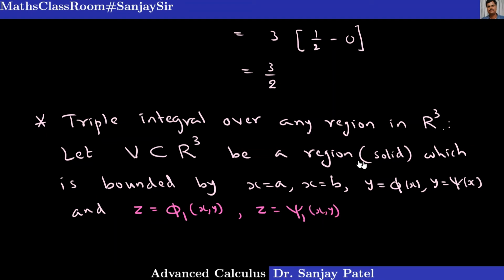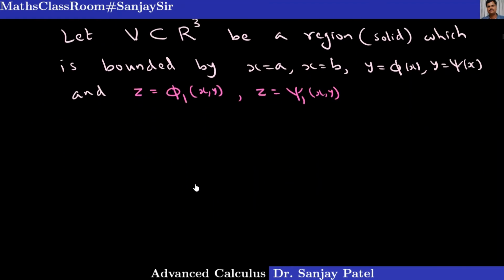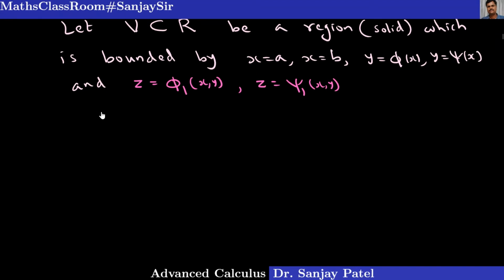So our volume, or the solid region in R3, is bounded by these curves and this kind of surfaces. You know, this kind of equation in R2 represents a curve, and this type of equation is nothing but the equation of a surface. Any function of two variables, if you draw the graph, you will get some surface. So z equal to phi of x, y and z equal to psi of x, y are surfaces. So the region is bounded by these surfaces, these lines and curves and so on.